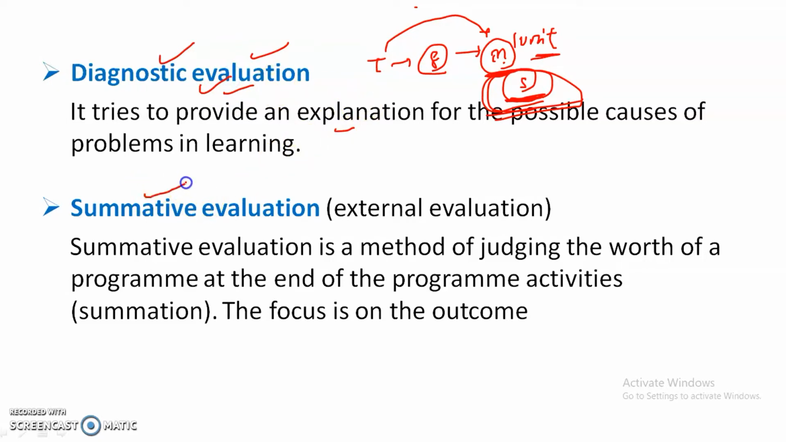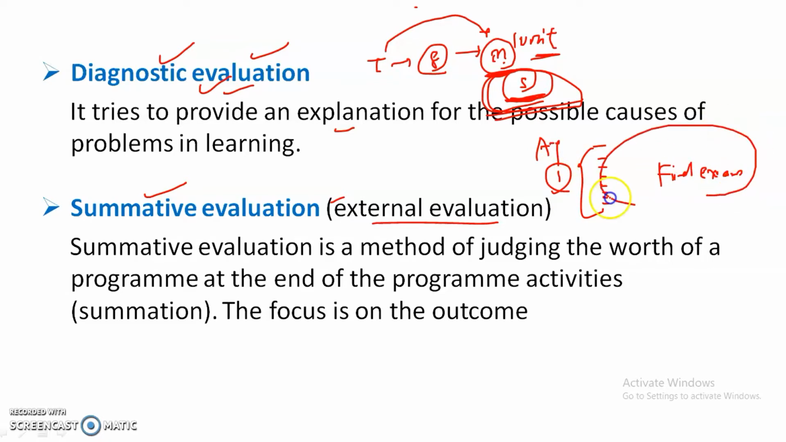Fine. And the next one is summative evaluation. It is also called external evaluation. Summative evaluation means, after completion of all the courses of all the subjects of one semester or one academic year, we conduct one final exam, right? Whatever evaluation process we do for this final exam is a summative evaluation. So summative evaluation is a method of judging the worth of a program at the end of the program activities, and this is completely focused on outcomes.